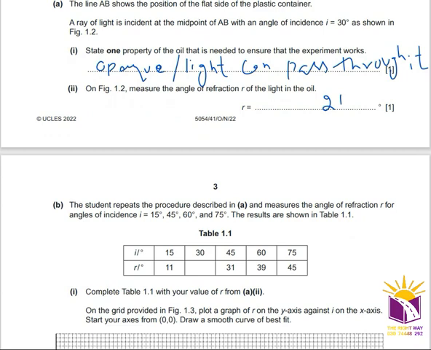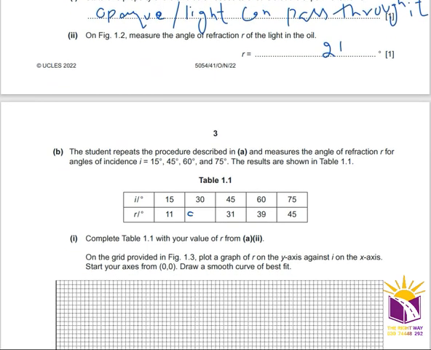The student repeats the procedure described in A and measures the angle of refraction R for angles of incidence 15, 45, 60 and 75. The results are shown in table 1.1. Complete table 1.1 with the value of R from A2, and it is 21 degrees.